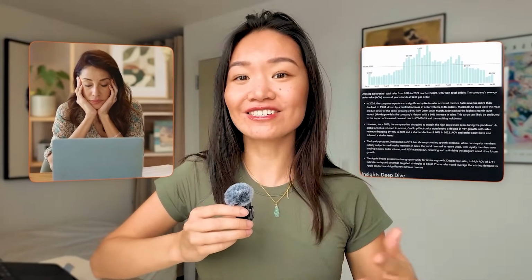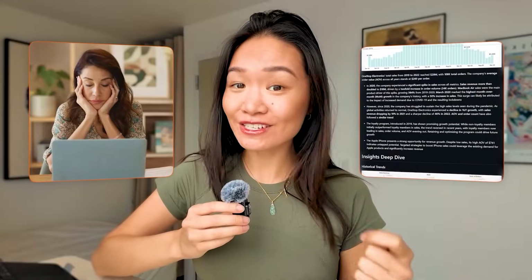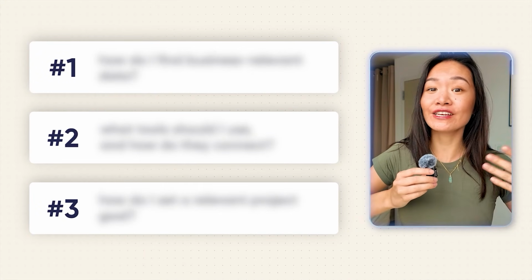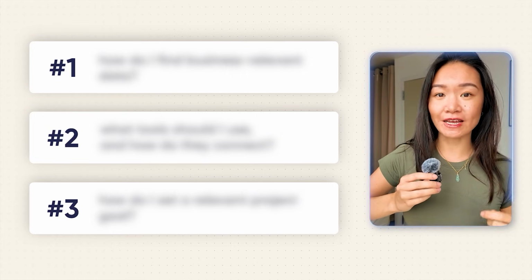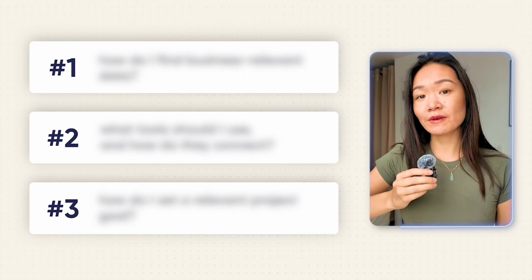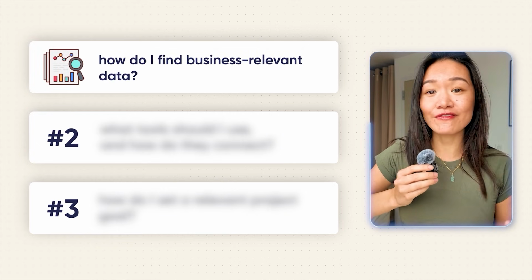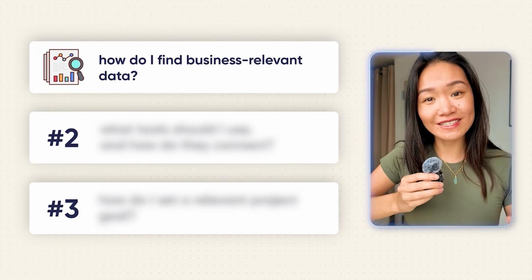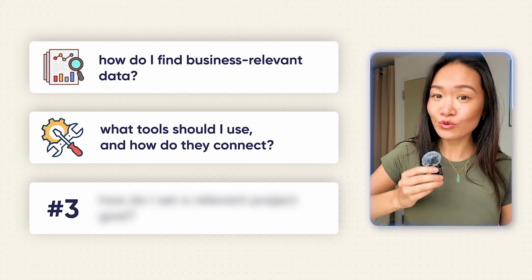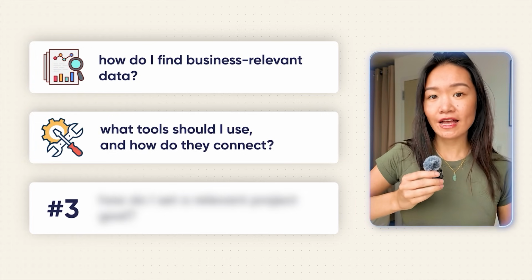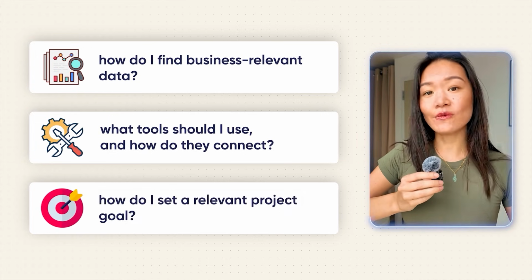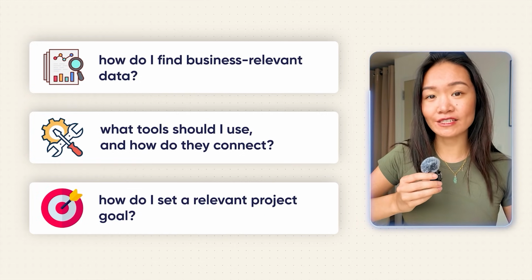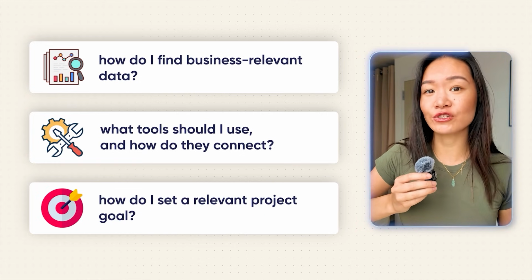If you have been feeling at all lost or overwhelmed when it comes to building a portfolio project that actually stands out in the job hunt, then this interactive series is for you. In today's video, I'm going to be talking about how to initialize and set up the first steps of your portfolio project. We're going to be talking through questions like, how do I even find realistic data that has business relevance? How do I think about what tools to use and how to tie them all together? And most importantly, how do I define the scope of my project and define a goal that is going to be relevant to a real company?